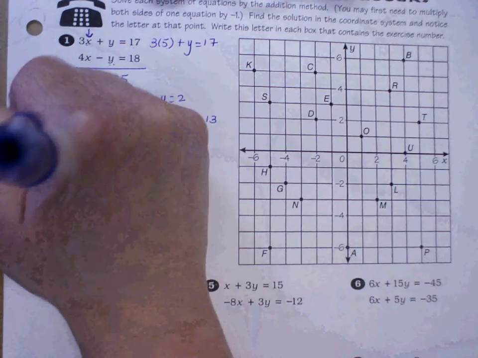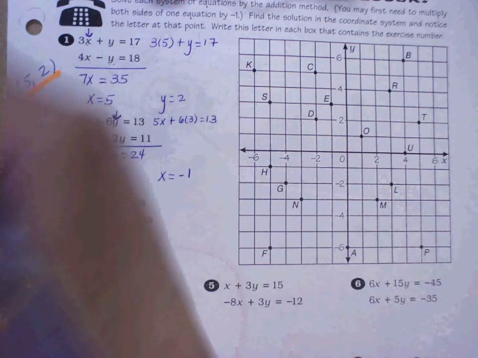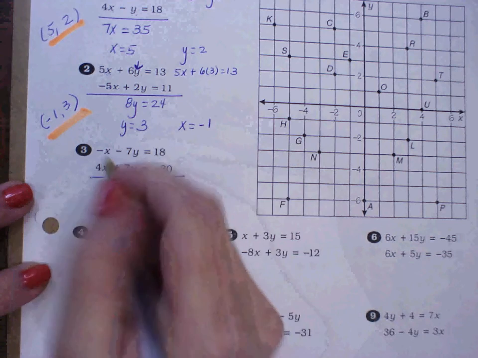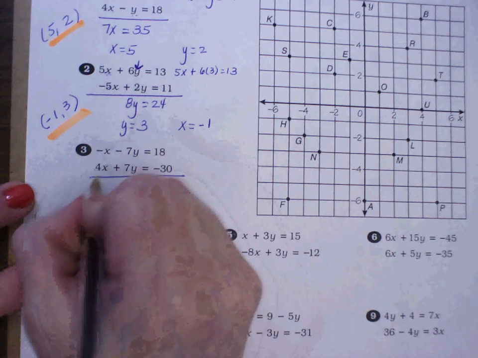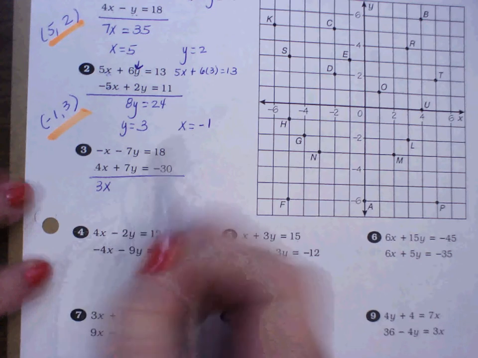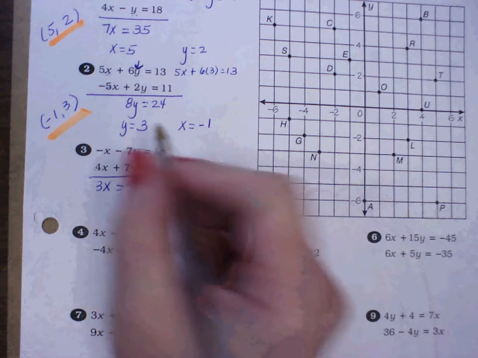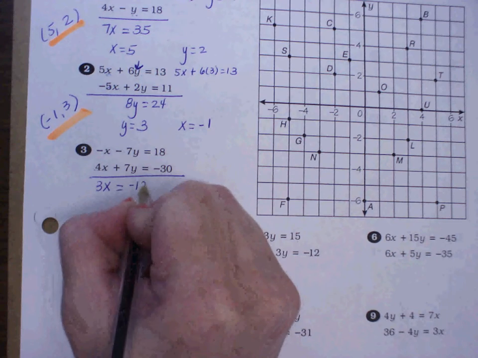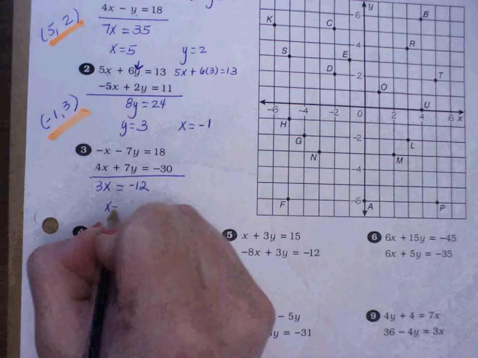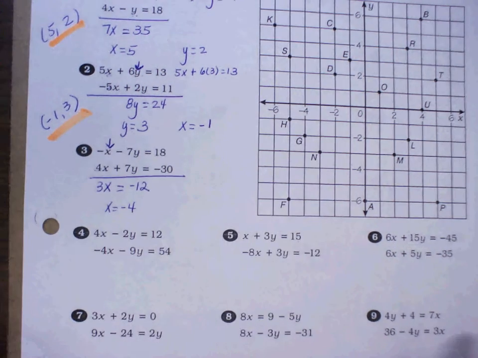Very good. What is -x plus 4x? 3x, right? And then -7y and +7y, it's eliminated. And what is 18 and -30? -12? There you go. So x equals -4. Then I'm going to come over here and plug it in. Negative, and then the x is -4. Minus 7y equals 18. Then the calculator takes over.